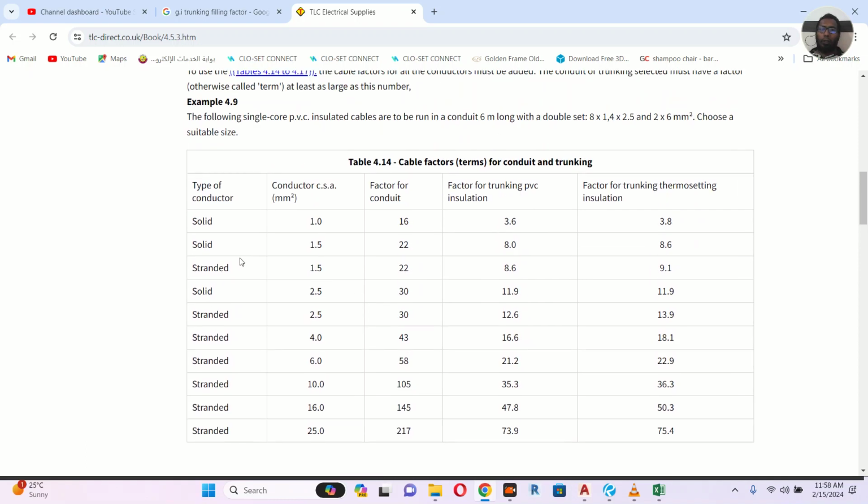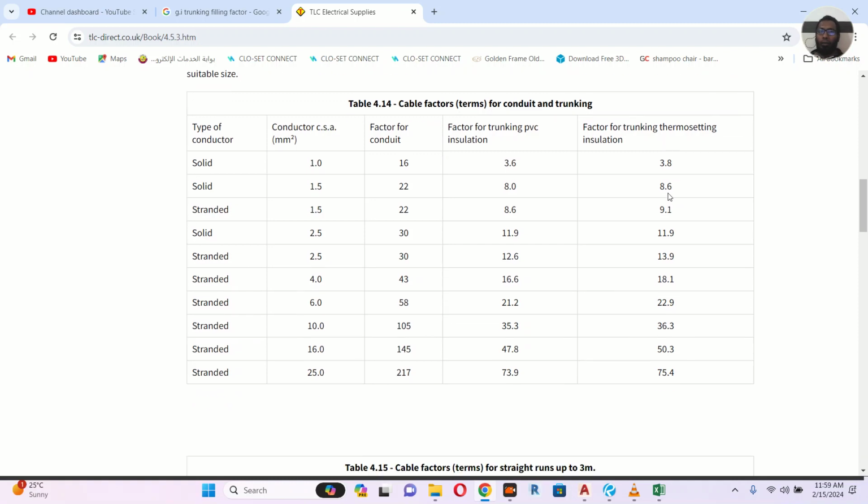So you see here, this is the type of conductor, solid, standard, and then the wire size: 1.5, 2.5, 4 mm, 6 mm. This is the factor in the conduit. This wire factor and the factor for trunking are different. And this is another type of factor for trunking. The thermoplastic insulation is a little different.